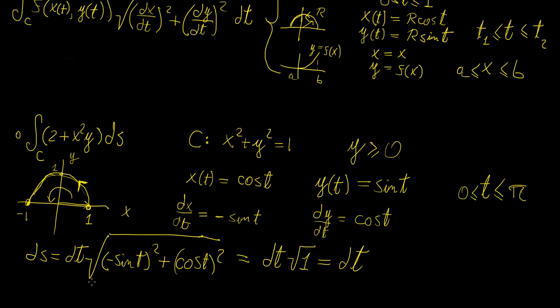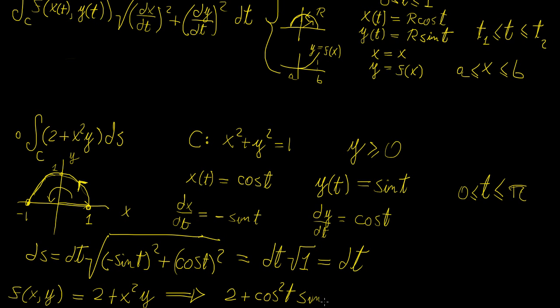And the next thing is, of course, to represent this function in terms of those parameters as well. So we have a function of x and y. Now it is 2 plus x squared y, and then if we put those two parameterizations in, we're going to get the following: 2 plus cosine squared t times sine of t.